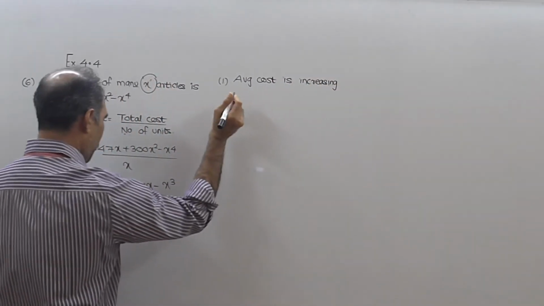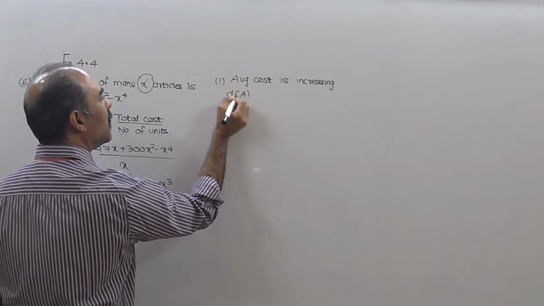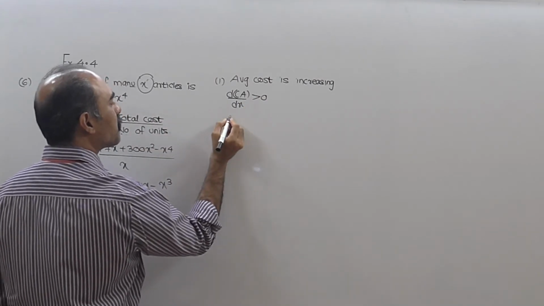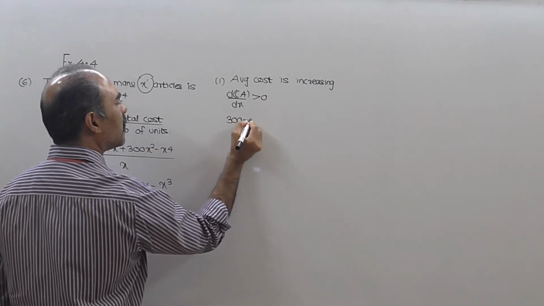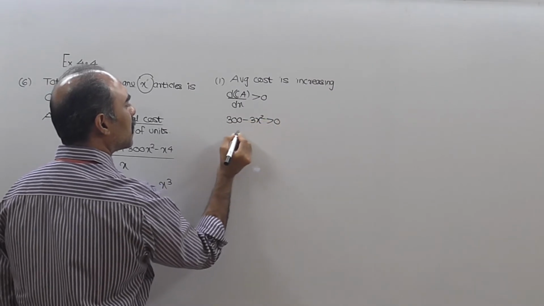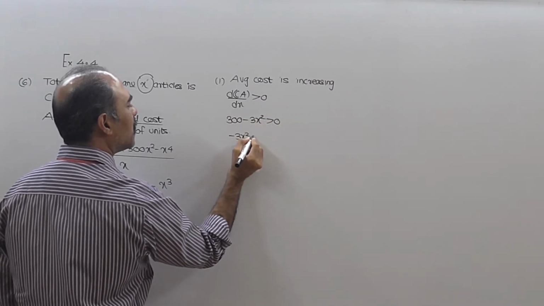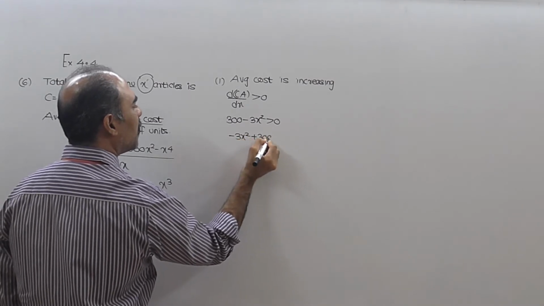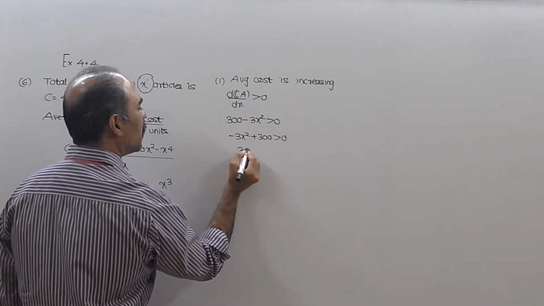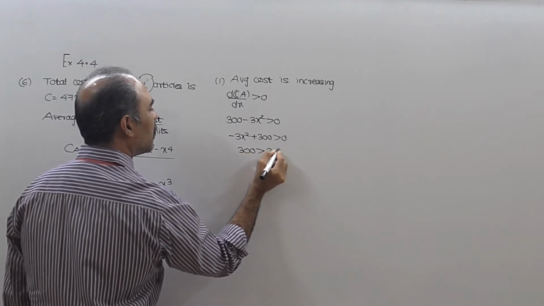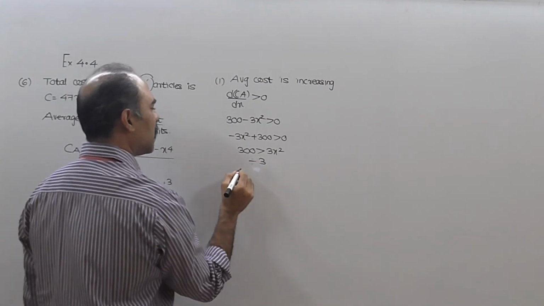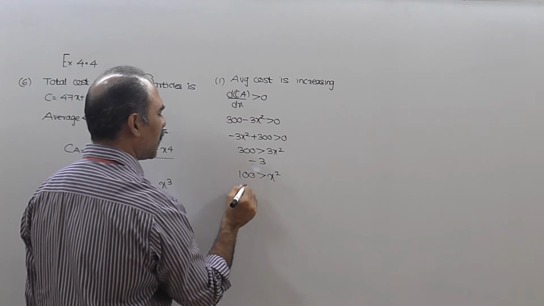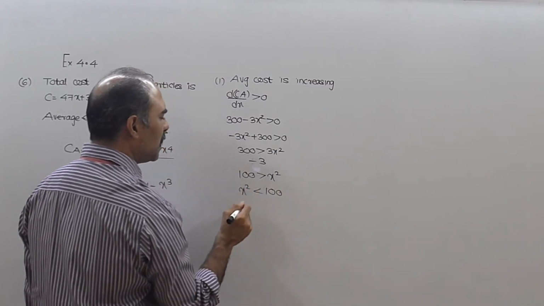Average cost is increasing means derivative of average cost is more than 0. That means you will have 300 minus 3x square is greater than 0. You will have minus 3x square plus 300 is greater than 0. So you get 300 greater than 3x square. Divide both the sides by 3. 100 is greater than x square, that is, x square is less than 100.